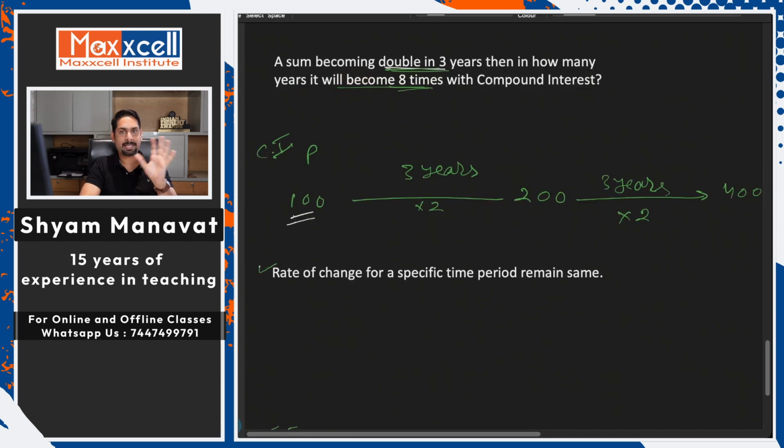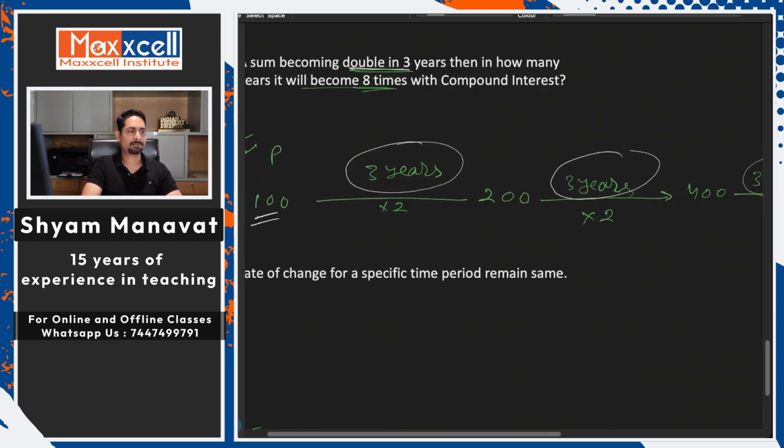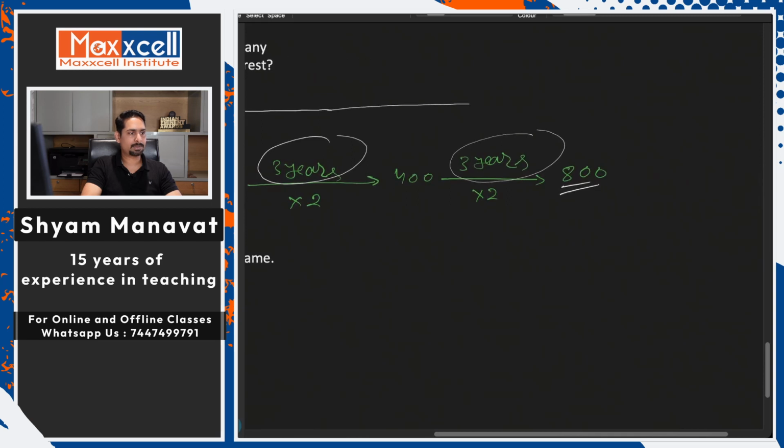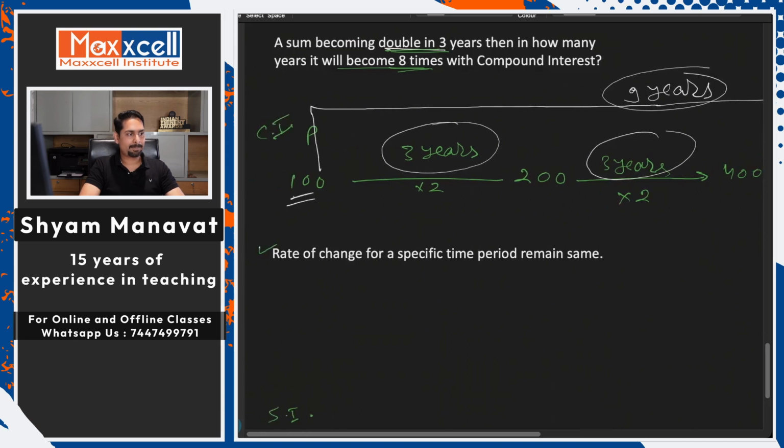In how much time? What is the total time? 3 years plus 3 years plus 3 years. Total in how many years? Total, 3 plus 3 plus 3, in 9 years. Understood? So this is compound interest.